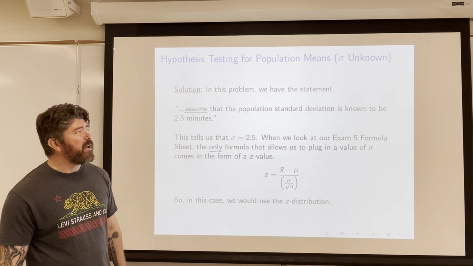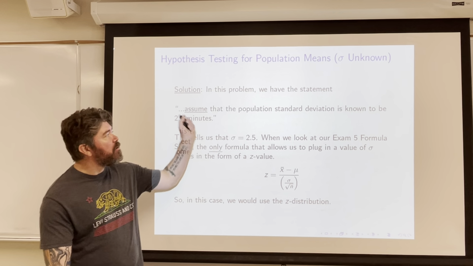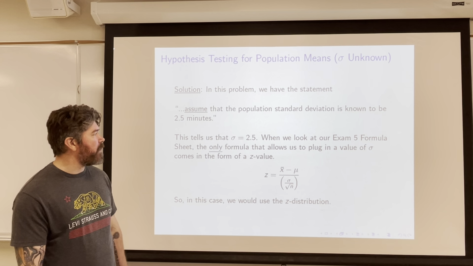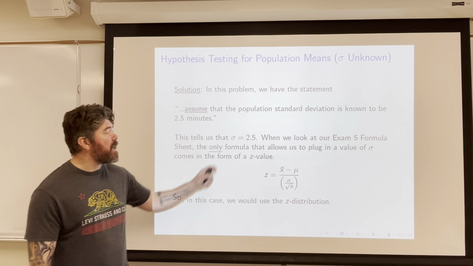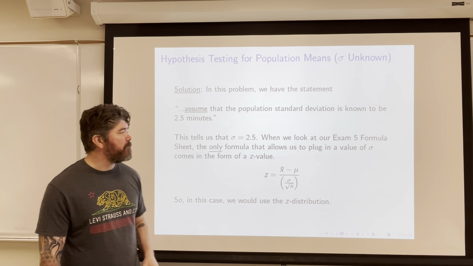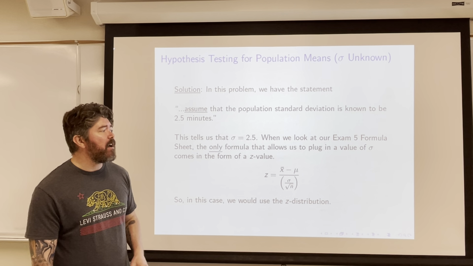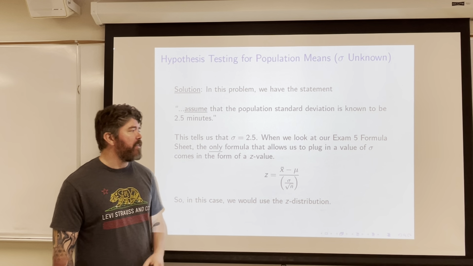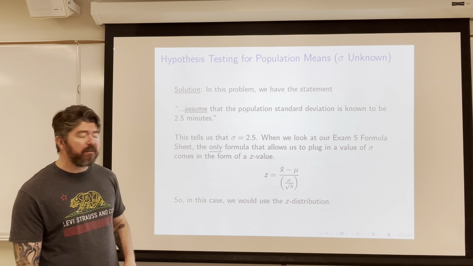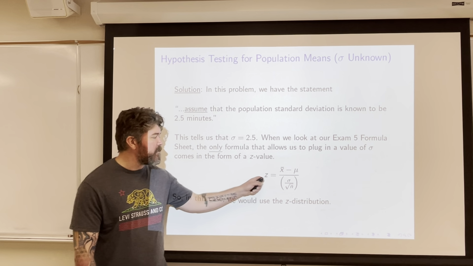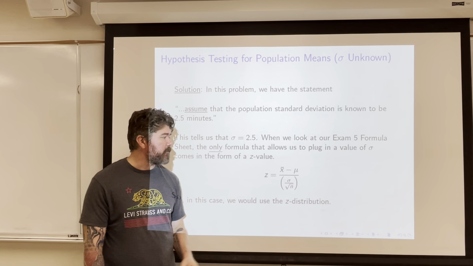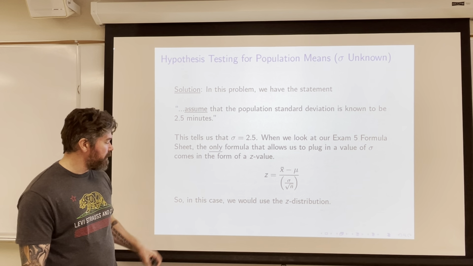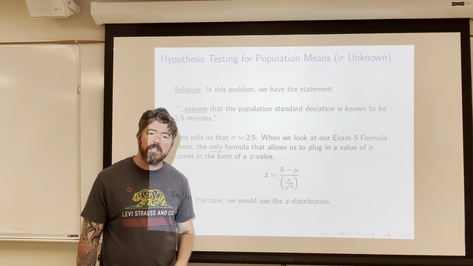In this problem, we have the statement, assume that the population standard deviation is known to be 2.5 minutes. This tells us that sigma is 2.5. When we look at our exam 5 formula sheet, the only formula that allows us to plug in the value of sigma comes in the form of a z-value, right? It's our first formula in the left column of our exam 5 formula sheet. So in this case, we would use the z-distribution.